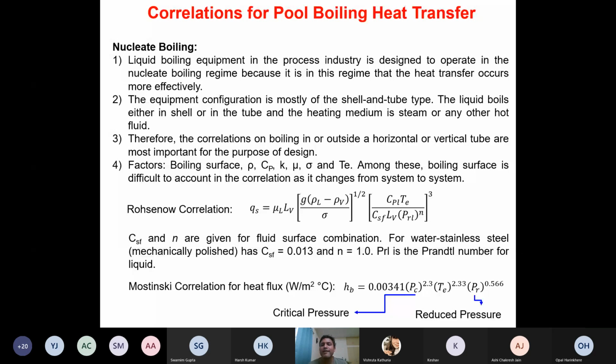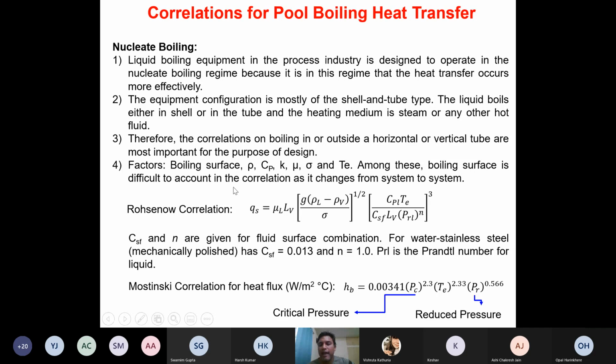Now this equation is slightly complicated because so many parameters are required, but this is also a slightly more accurate correlation. In this particular correlation there is a CSF and N. These are dependent on the fluid surface combination. So depending on what surface and what fluid we are using, this CSF and N will depend. So for water and stainless steel mechanically polished one, for this particular case, this constant CSF is equal to 0.013 and N is equal to just 1.